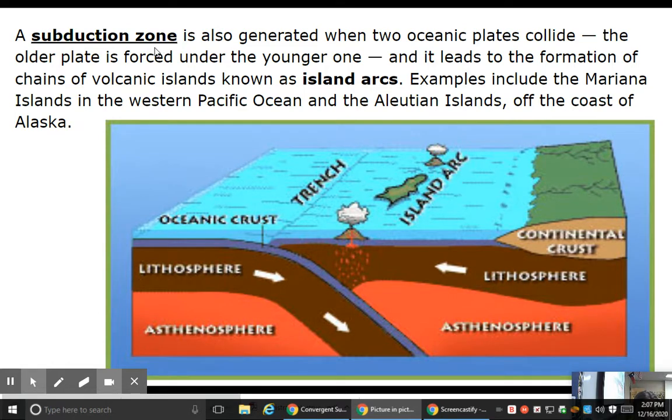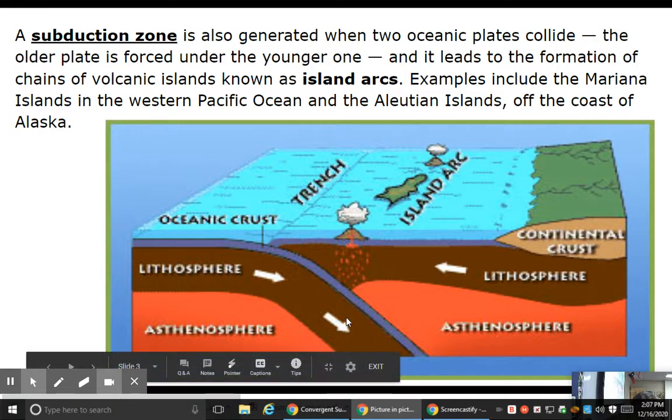A subduction zone is also generated when two oceanic plates collide. So you have one oceanic crust colliding with another oceanic crust. The older plate is forced under the younger one, and it leads to the formation of chains of volcanic islands known as island arcs. So looking here, we have an older, denser oceanic plate. It's subducting underneath the younger oceanic plate.